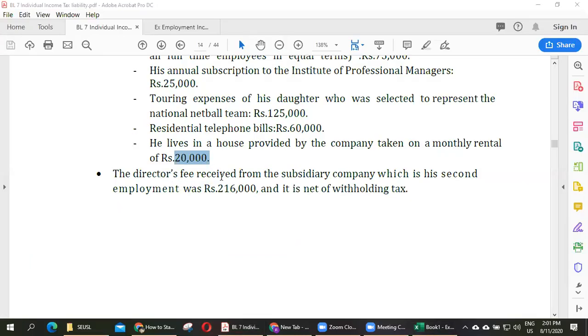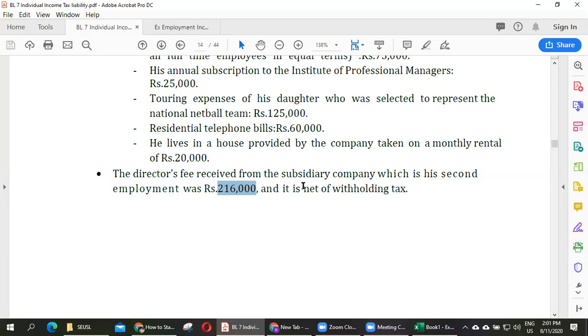And the director's fee received from the subsidiary company, which is his second employment income, was 216,000, and it is net of withholding tax. Net of withholding tax means the 216,000 is the balancing figure after deducting withholding tax. We have to include this value before deducting the withholding tax.